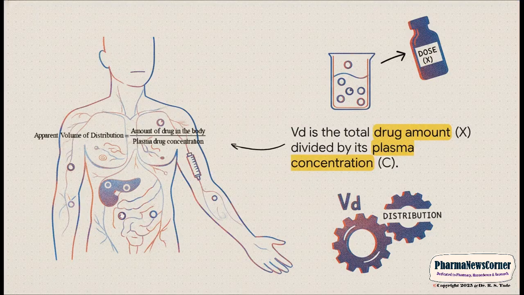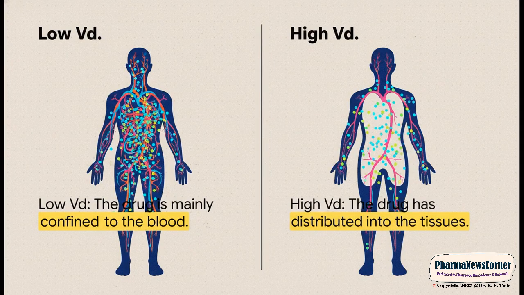The math is actually pretty simple. VD is just the total amount of the drug you put in the body divided by the concentration of the drug you measure in the plasma a little later. But this simple little ratio tells us a whole story about where that drug decided to hang out. So what's the story it tells?